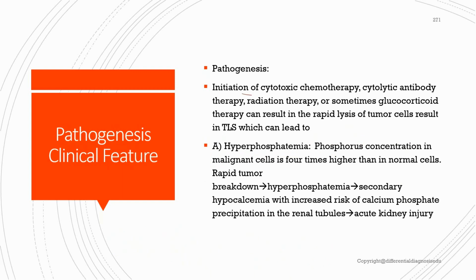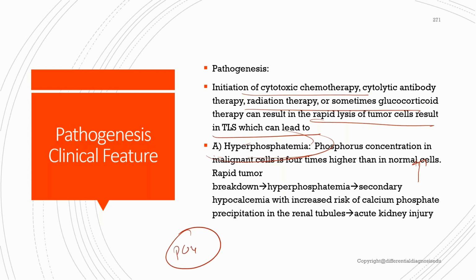Pathogenesis: you start chemo or radiotherapy. Rapid lysis of the tumor results in tumor lysis syndrome. It releases phosphate, so the phosphate concentration will be very high in the body. Normally the phosphate concentration is low in a normal cell, but in a malignant cell the phosphate concentration is very high, 4 times higher. So phosphate will be released.